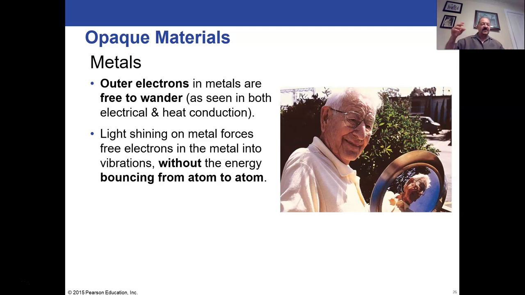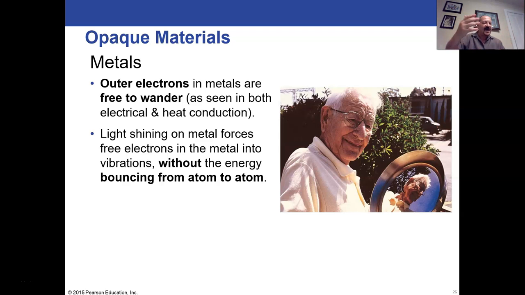But you have the light that will shine on the metal, and I'm going to describe the description that's given in the book, but I've talked to physicists and they've given me a somewhat different description, and I'll give you that version too. But I'm not going to test you on any details of this because I think it would be a little unfair. Light shining on the metal forces these electrons in the metal into vibrations, and that may be true. But the energy is not really absorbed.